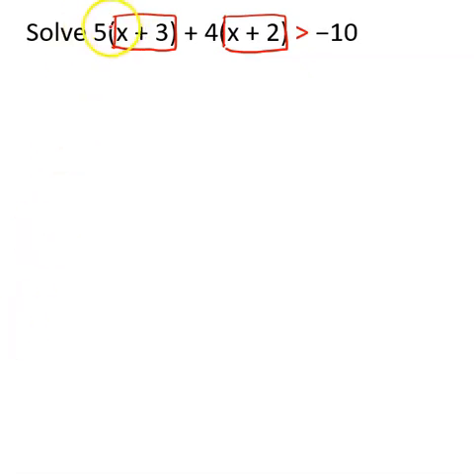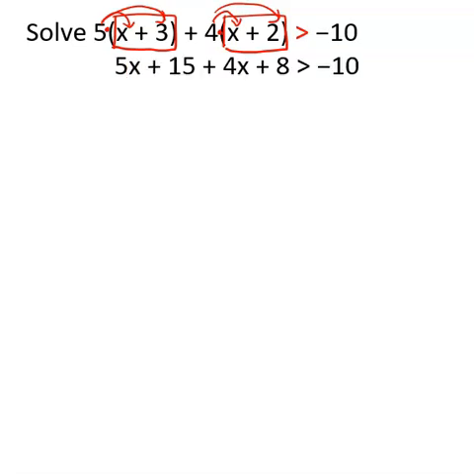And notice that because the operation between the number in front of the box is multiplication. Again, if there's nothing, it always means multiplication. So we're going to distribute 5 to x and 3. Same thing here, we distribute 4 to x and 2, so we can get them out of the boxes.